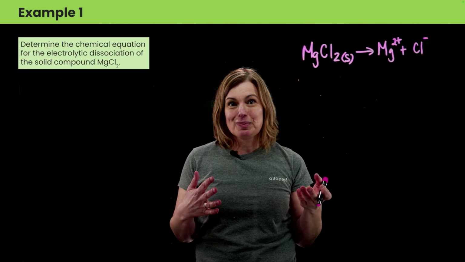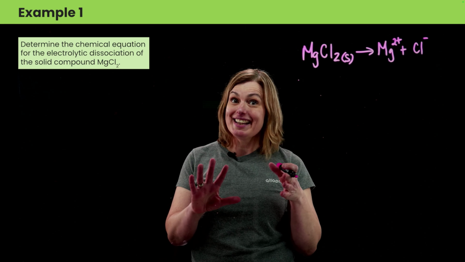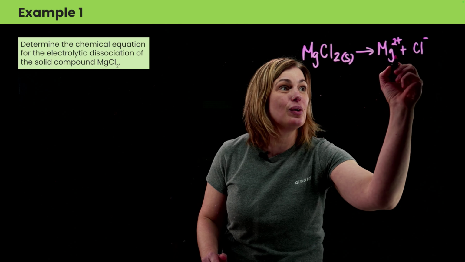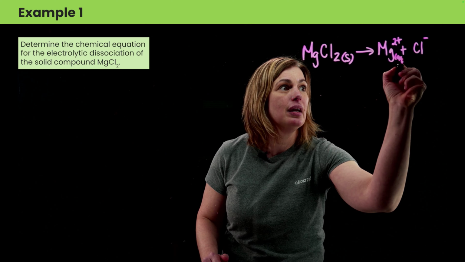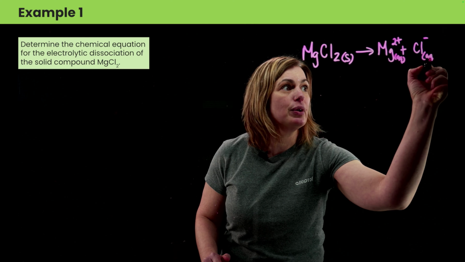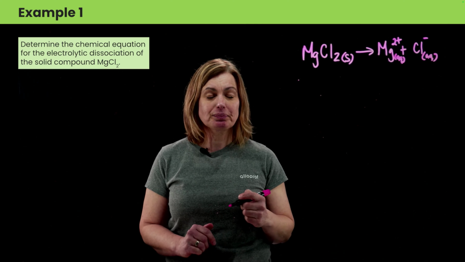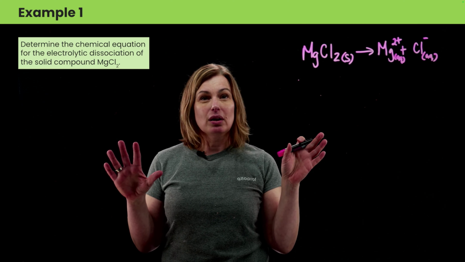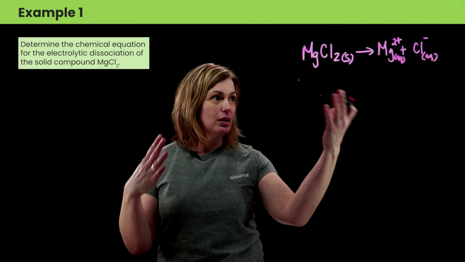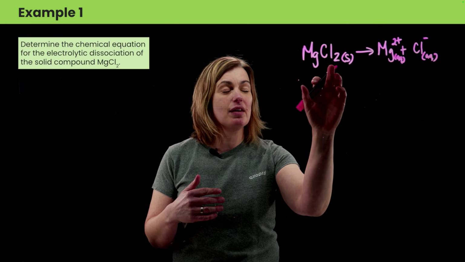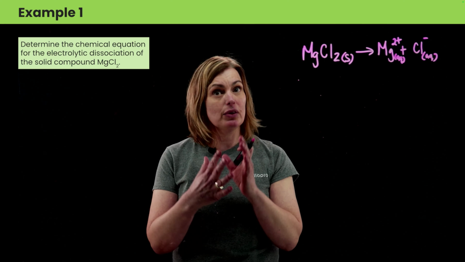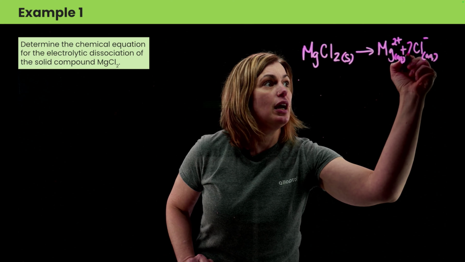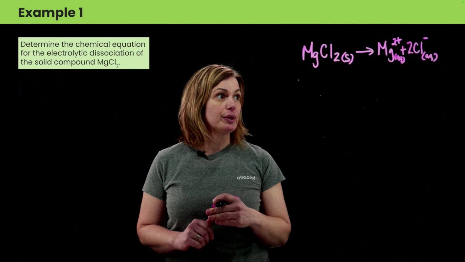Now all I have to do is make sure that I don't forget that they're in the aqueous phase. So that tends to be a little step that gets put to the side. So I'm going to put that in there right away, aqueous, and I've got to make sure that I've got enough of the element. So I notice that I have a subscript of 2 here for the chlorine. So I'm going to have to put it as a coefficient here on my chlorine anion.